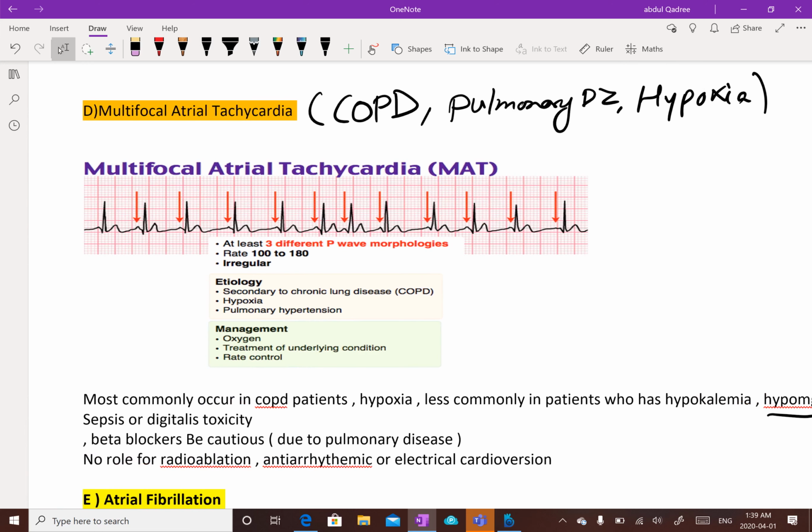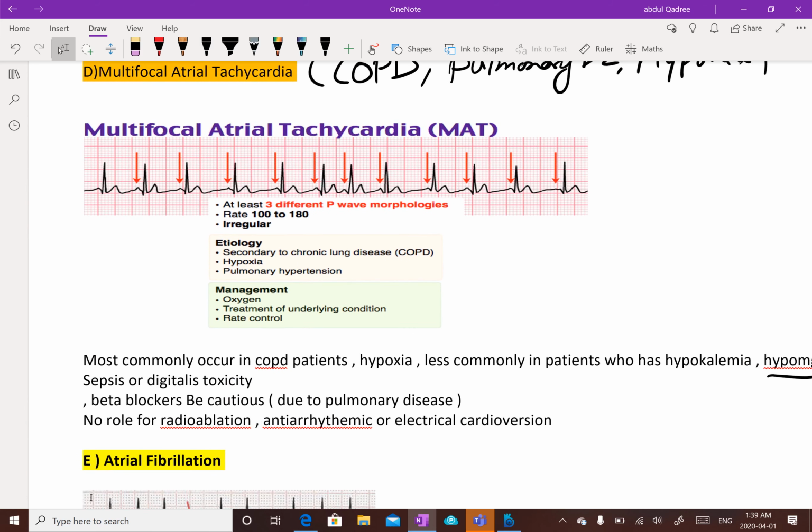The only thing you have to understand is that multifocal atrial tachycardia does not have any specific treatment right now, except that you can usually give beta blockers, but be very cautious in these patients, especially if they have pulmonary disease, because you usually do not want to use beta blockers when pulmonary disease is present. And there's no role for radioablation, antiarrhythmics, or electrical cardioversion. So remember that. The best thing is to treat the underlying mechanism, and you'll bring the patient back to normal.